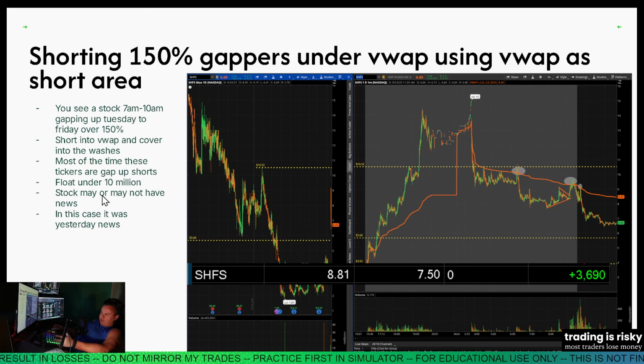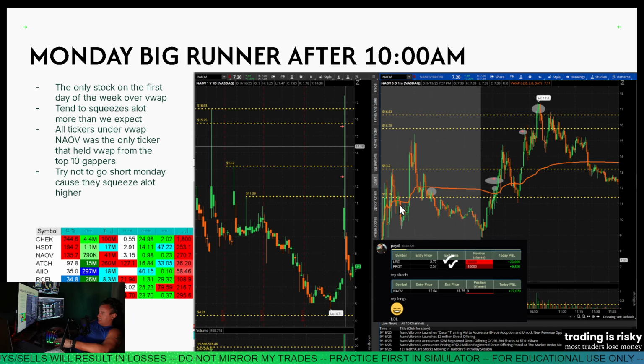The stock may not have news. In this case, it was yesterday's news. Short into VWAP and cover into the wash. Most of the time, these tickers are gap-up shorts. That means all you do is short into VWAP and pretty much hold it all day. This is a nice short example. Obviously, I have a lot more short examples. This is a nice example. I made 36.90 on it.